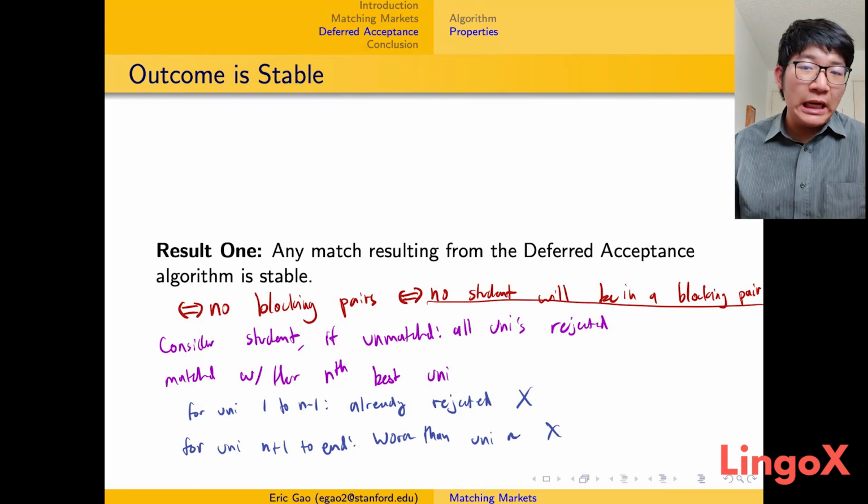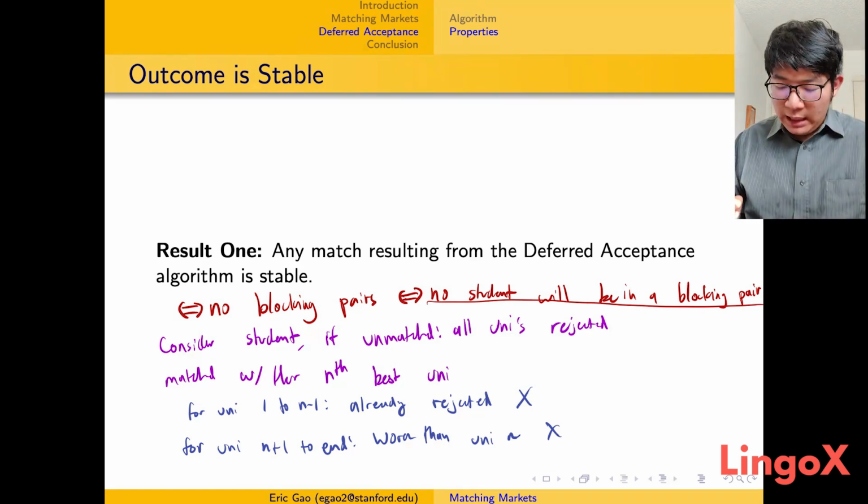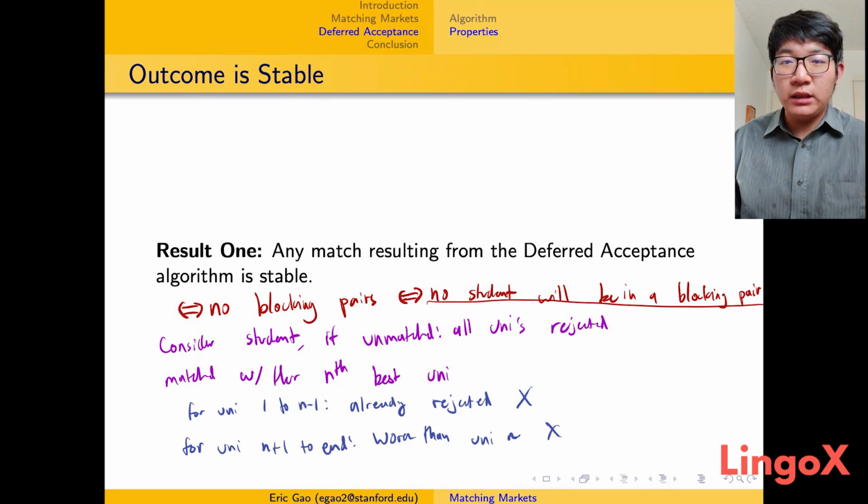So we've considered all possible cases for students. A student can either be unmatched or matched with some university, but in either case, they won't be willing to form any sort of blocking pair, so no student can ever be part of a blocking pair, and hence there can't be a blocking pair at all, because both the student and the university must come together to form a blocking pair.